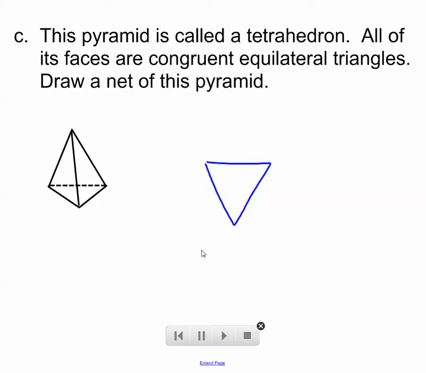So if this is the bottom, then we'd have the right side and the top and the left side, and there it is. And you can see how if we grabbed the tip of each one of these outer triangles and folded it up to the top, we'd have this tetrahedron.